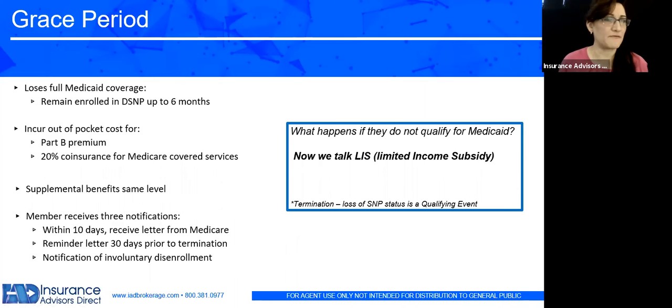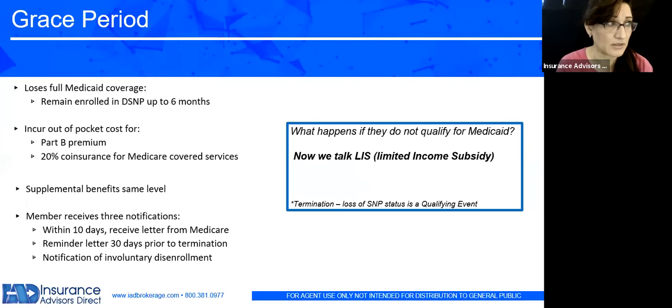So what happens if the beneficiary loses their Medicaid coverage? Do they just get dropped off the plan and now you've got to go rewrite them, or do they have to talk to their caseworker? If a beneficiary loses their full Medicaid coverage, they'll be allowed to remain enrolled in that dual SNP plan until they regain their full benefits, which can take maybe a month, 3 months, but it won't be any more than 6 months. After that, they will be dropped.